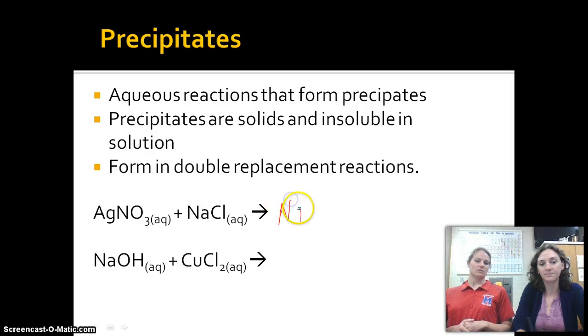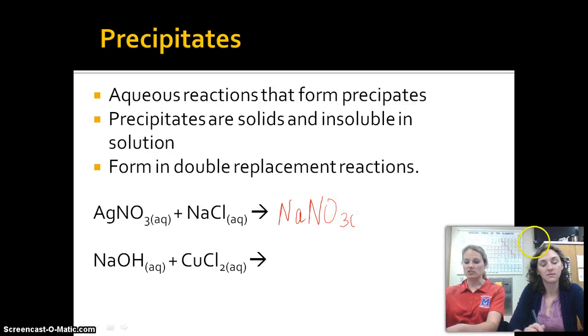Let's start with sodium. So sodium nitride, or nitrate, sorry. Sodium is a positive 1 and nitrate is a negative 1. Is this aqueous? We're going to look on our cheat sheet, at the back, at the solubility rules, and we're going to find our sodium. The sodium says soluble. We're going to find the nitrates. Nitrates are also soluble. So that one is going to stay as aq.